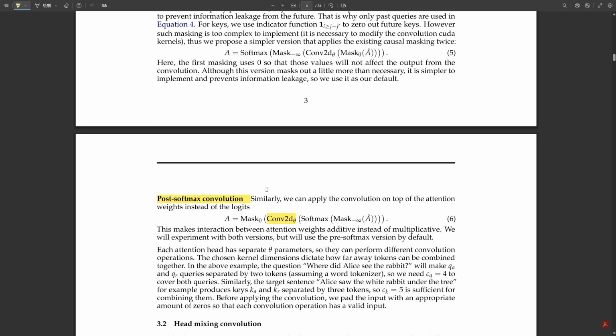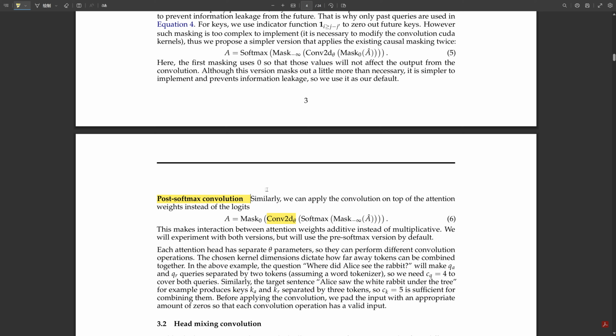Post-softmax convolution, on the other hand, applies the convolution to those normalized weights. Gotcha. So the influence of nearby tokens gets directly added to the existing attention distribution. It's a more additive form of interaction. The paper mostly uses pre-softmax, and they also use this simplified causal masking approach. Makes it more efficient. Speaking of that simplified causal masking, can you explain how that works?